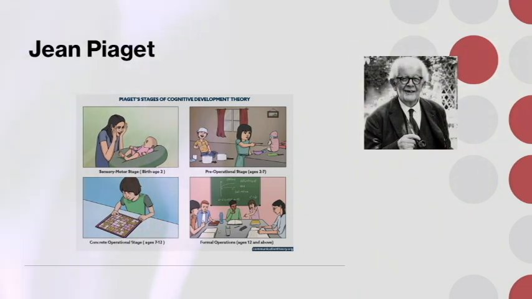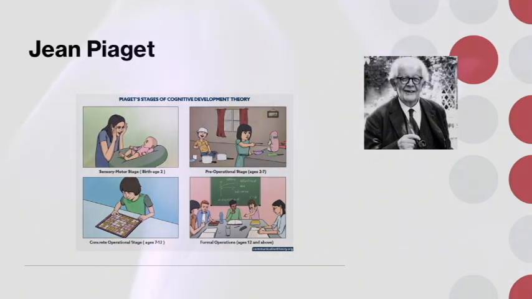Then we have the pre-operational stage, so stages 2 through to 7 years of age. And in this pre-operational stage, children become more symbolic thinkers. And here's where language skills begin to develop.